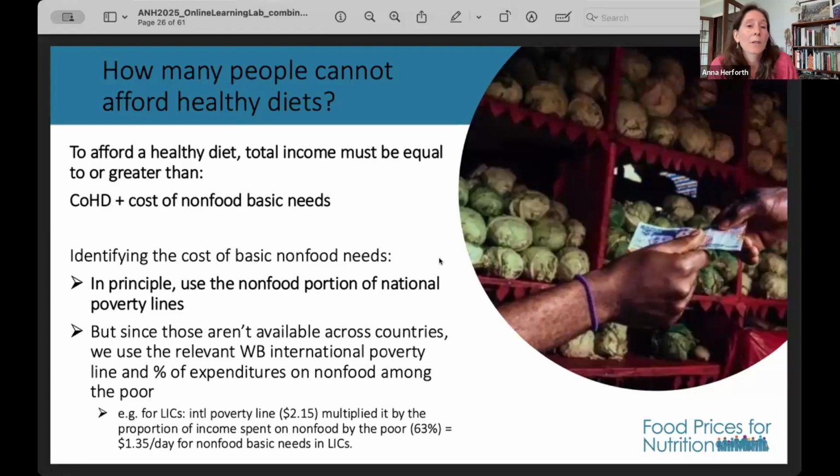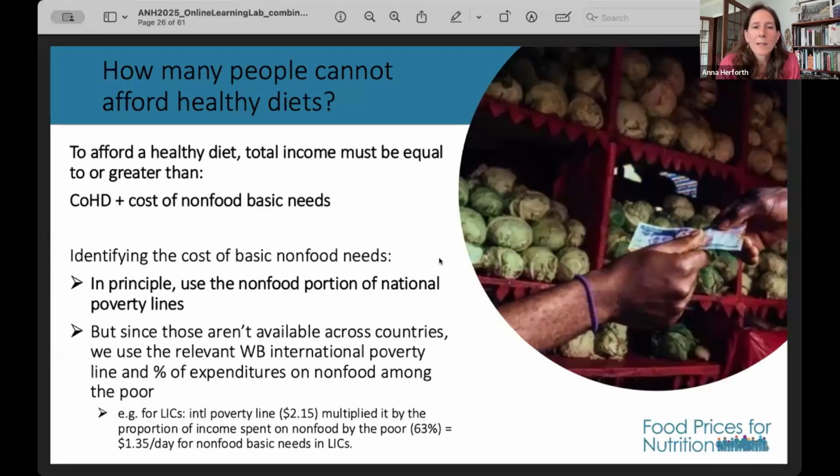Just to say a word on how we look at affordability, to be able to afford a healthy diet, total income must be equal to or greater than the cost of a healthy diet plus the cost of non-food basic needs. And so to determine what those non-food basic needs cost, in principle, we use the non-food portion of poverty lines. So it's already been determined, national poverty lines determine this is the level of income needed for food and non-food. We can take the non-food portion and add it to the cost of healthy diets.